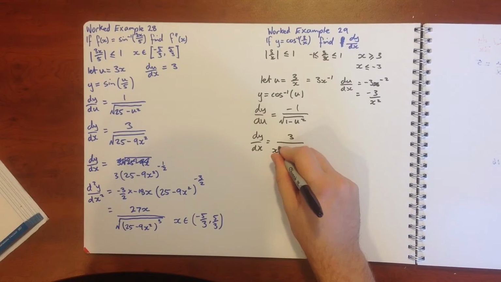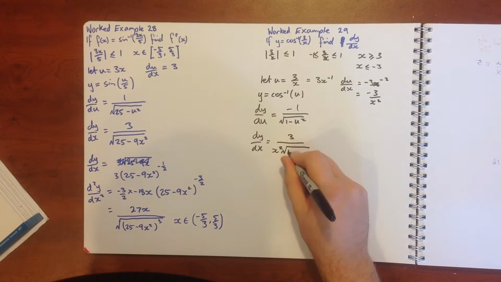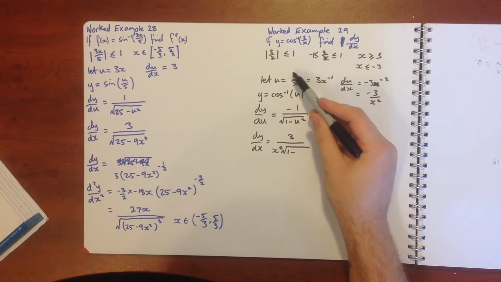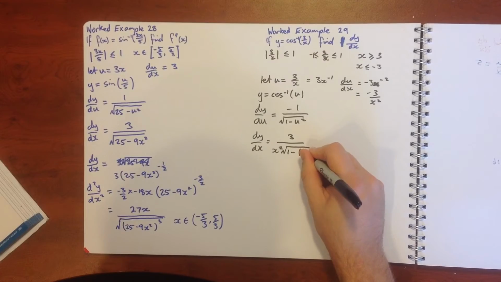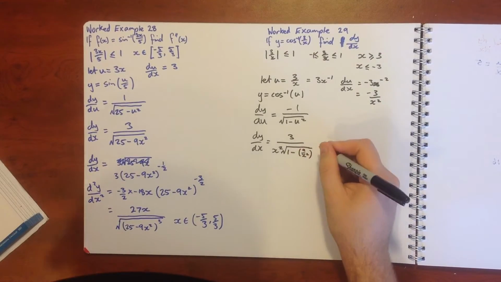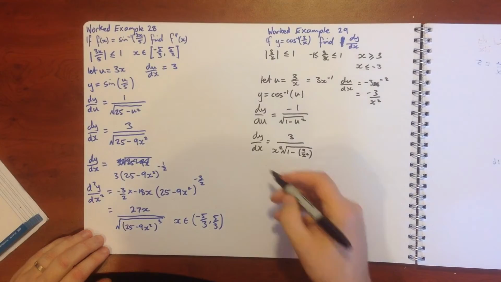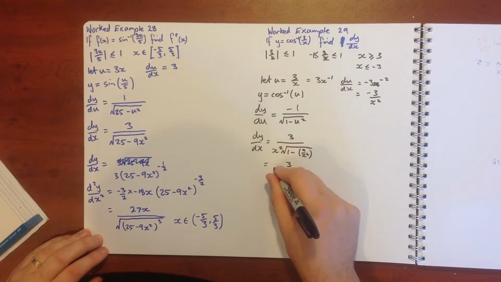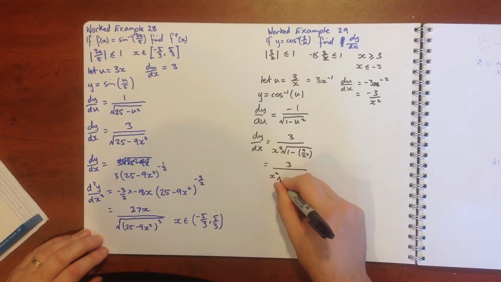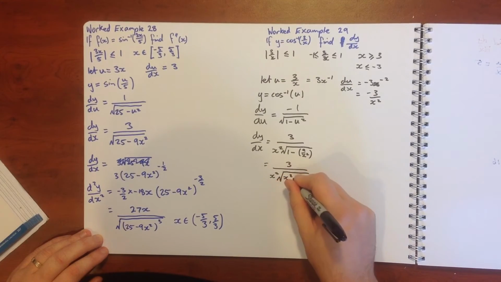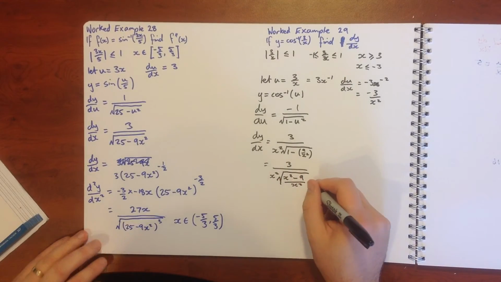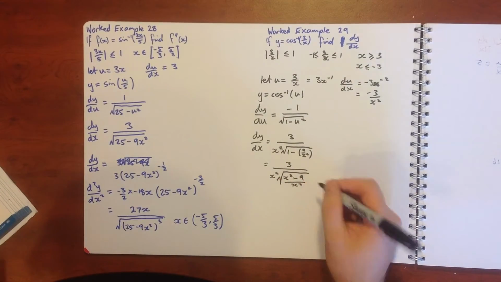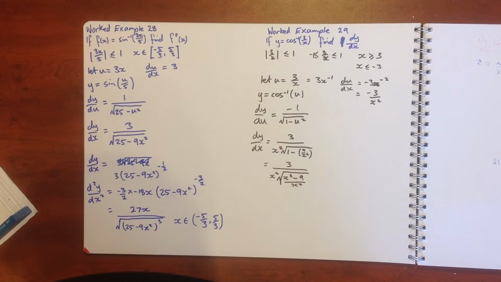3 over x squared times the square root of 1 minus u, which was 3 on x, so then it'll be 9 on x squared. Okay. So what we can do is we can make that a little bit nicer and say, well, we've got 3 over x squared outside of x squared minus 9 over x squared. So that should be all under the square root sign. Okay. So we can simplify that.